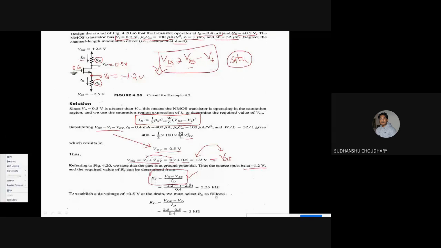All values are known to us now. VS is known to us: VS is minus 1.2. VSS is also known to us, minus 2.5 volts from here. And ID is also known to us, it is given as 0.4 milliamperes. So the resistance, that is RS, comes out to be equal to 3.25 kilo ohms.